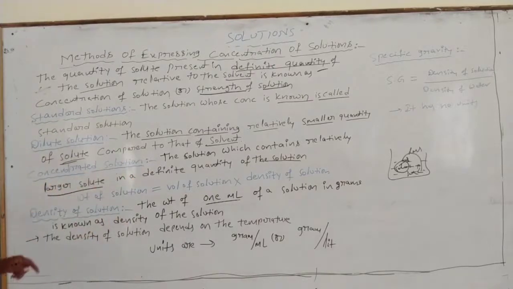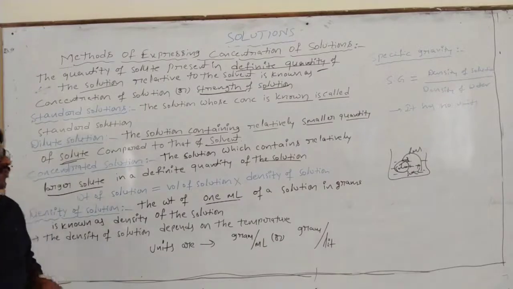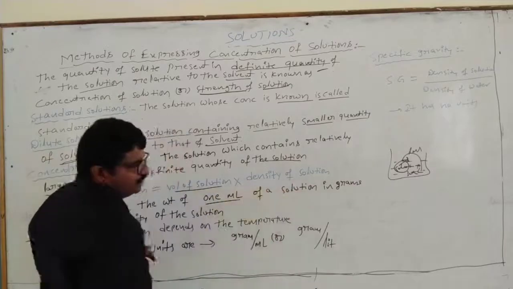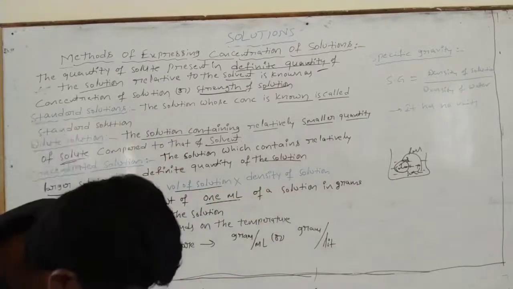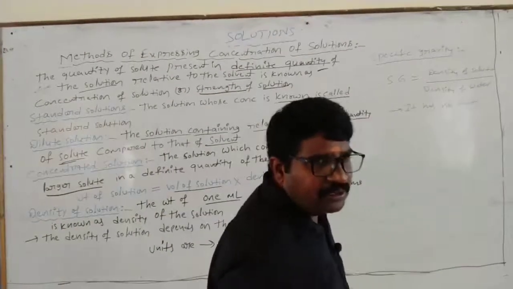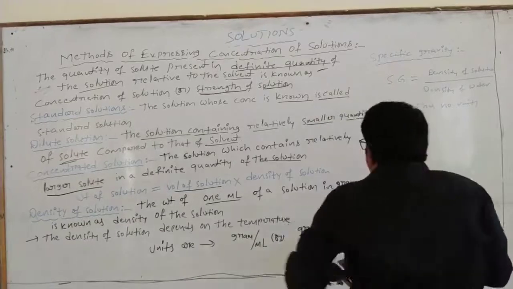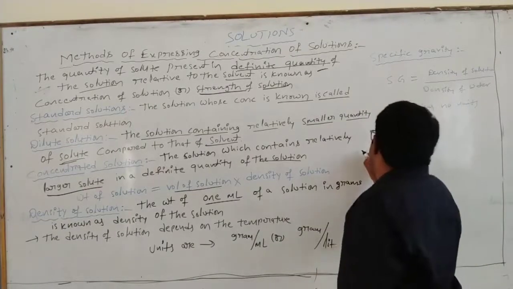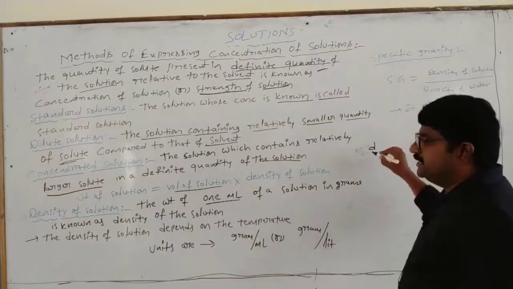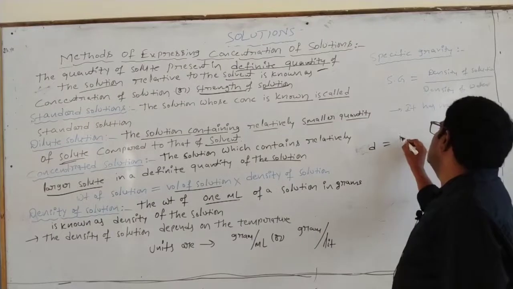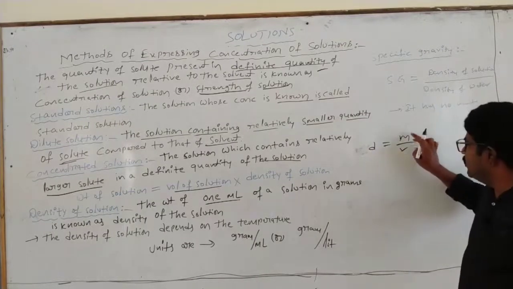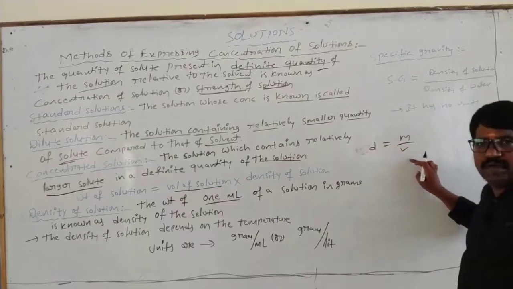Now, the weight of the solution. If you want to calculate the weight of the solution, what is the formula? It involves the volume of the solution and the density of the solution. You know the density formula: density of solution equals mass of the solution upon volume of the solution. So density D is equal to mass by volume.